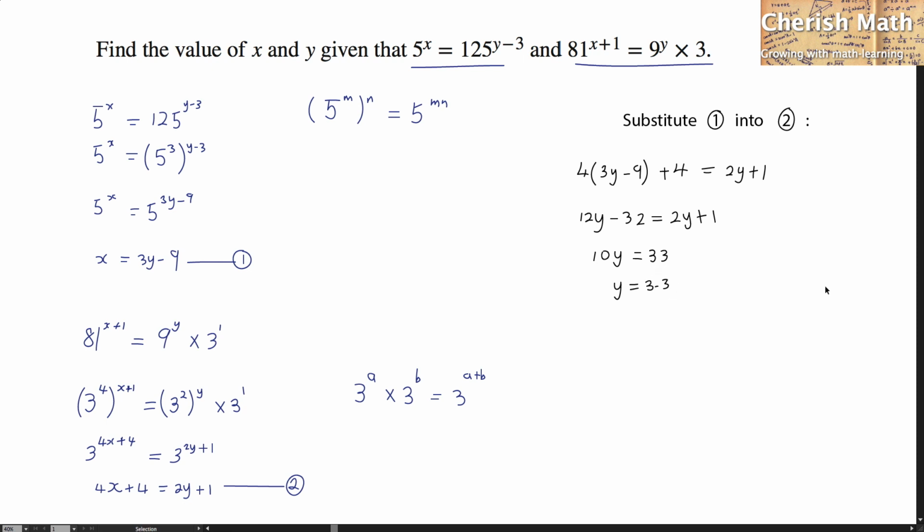In order to find the value of x, we need to substitute the value of y into equation 1, which is here. So the value of x is in fact 3 times y, and y here is actually 3.3, minus 9. So 3.3 multiplied by 3, I get 9.9, minus 9. And the value of x is 0.9.